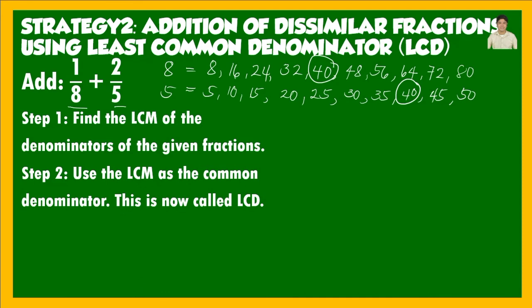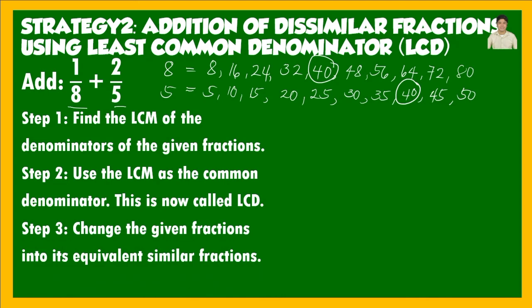Next, use the LCM as the common denominator. This is now called LCD or the least common denominator. Change the given fraction into its equivalent similar fractions. So, from 1/8, paano siya? So, yung step natin, yung 40 na denominator niya, i-divide natin sa denominator ng 1/8, which is 8. So, 40 divided by 8, that will become 5. And then, nakuha nating quotient, i-multiply natin sa numerator, which is 1. So, 5 times 1, we have 5.